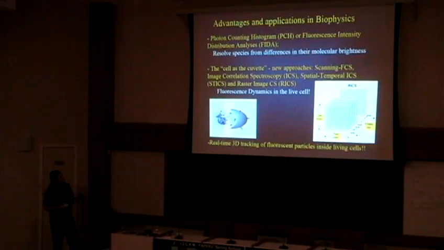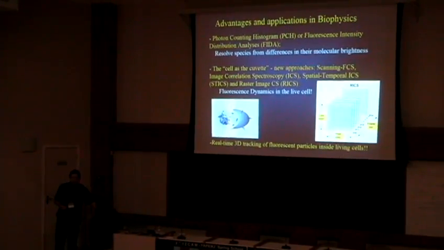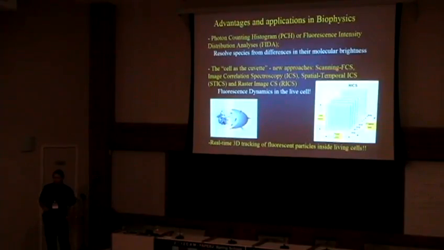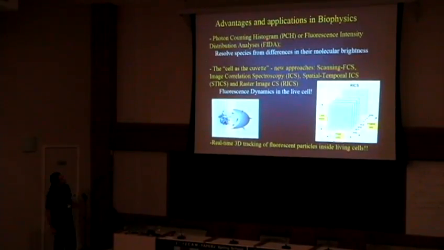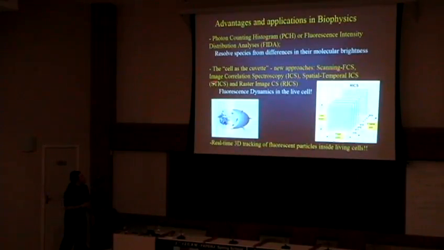This kind of data. And, well, with time, people kept working on techniques for dynamics using fluctuations, and then they came up with scanning FCS that also was developed in the LFD, image correlation spectroscopy, spatial temporal correlation spectroscopy, image correlation spectroscopy, and raster image correlation spectroscopy.